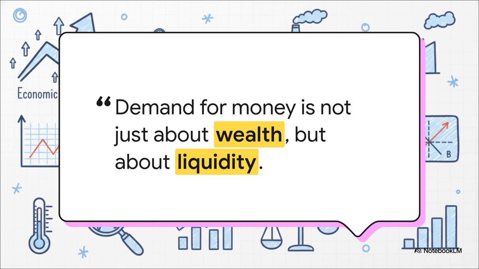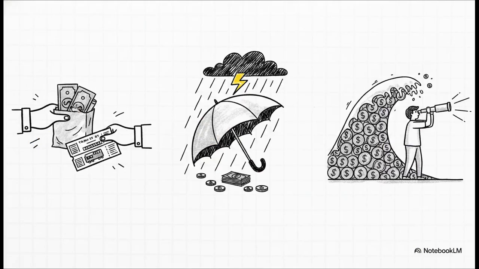Think about it. If we only cared about wealth, we'd invest every single penny we had into assets to maximize our returns. But we don't do that. We keep cash on hand. We have these deep psychological and, frankly, highly rational motives to keep some of our fuel readily available. Keynes basically pinned down three core reasons why we stash cash. First is the transaction motive.